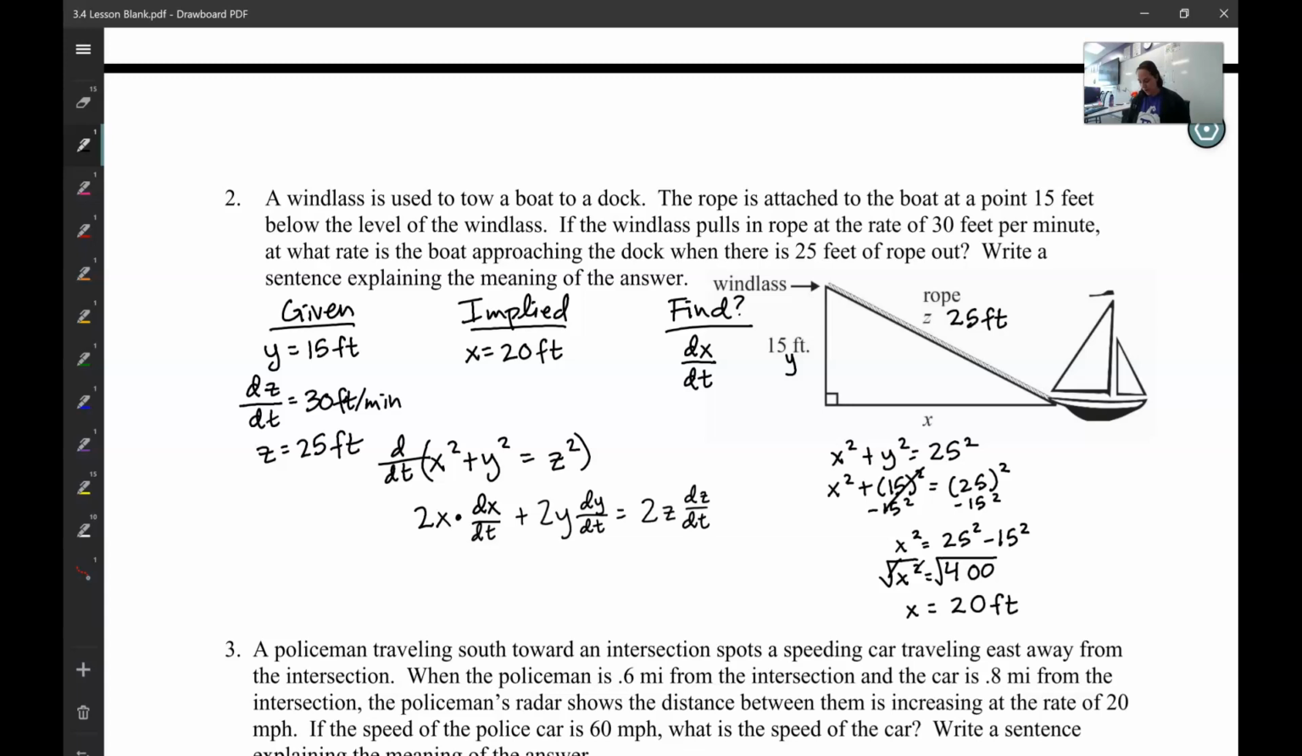Let's plug in what we know. So I have 2, I know that x is 20. I do not know what dx/dt is. That's what I'm trying to find. I know that y is 15. Now, dy/dt. Let's look at that real quick.